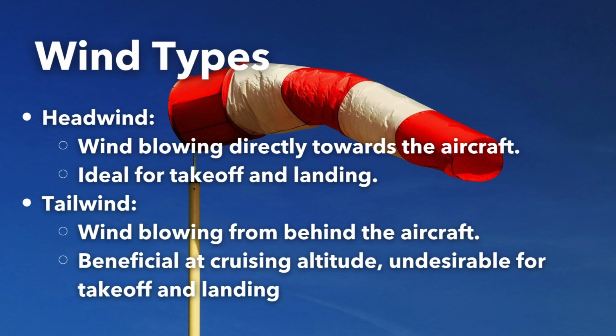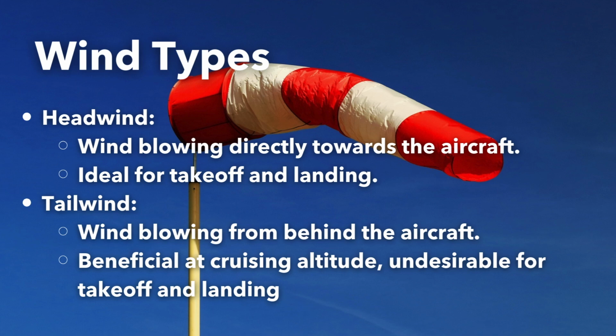Winds are categorized based on their direction relative to the aircraft. A headwind is a wind blowing directly towards the aircraft. This is ideal for takeoffs and landings because it allows aircraft to achieve lift at lower ground speeds, reducing the required runway length. For example, an aircraft flying at a ground speed of 500 knots into a headwind of 100 knots would have an airspeed of 600 knots, enhancing lift.